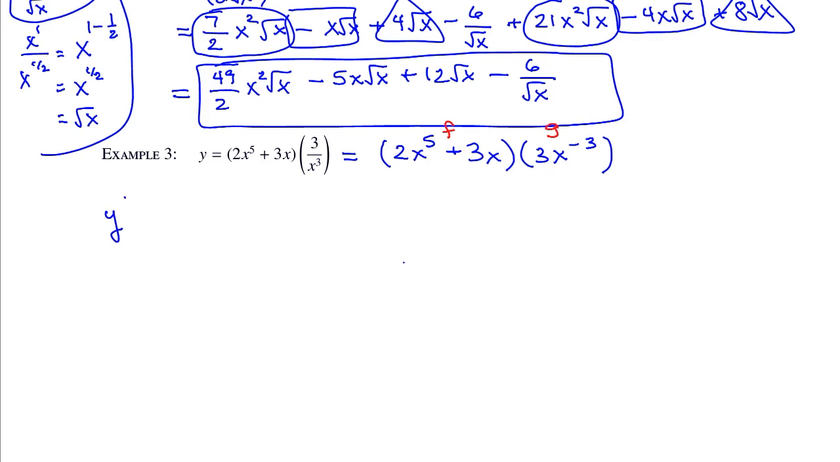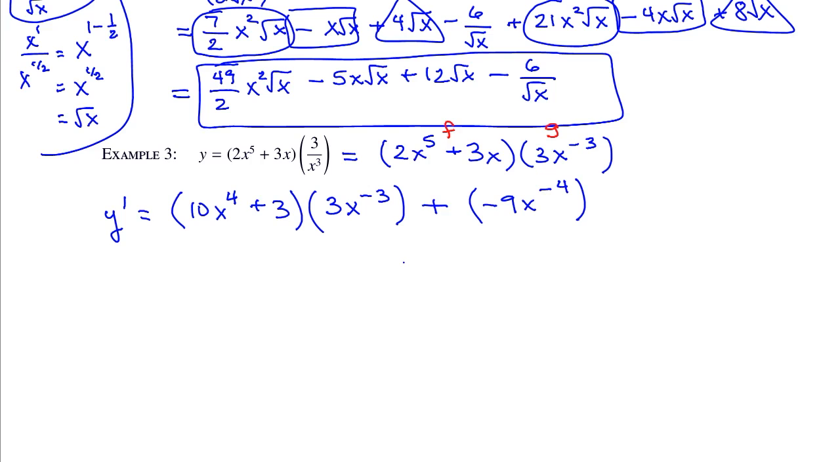So if we want the derivative, this would be the derivative of f, which is 10x to the 4th plus 3, times g, unchanged, plus the derivative of g, which is negative 9x to the negative 4th, times f unchanged. And then you would simplify.